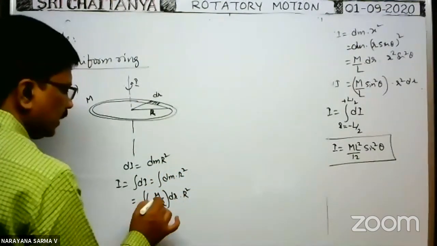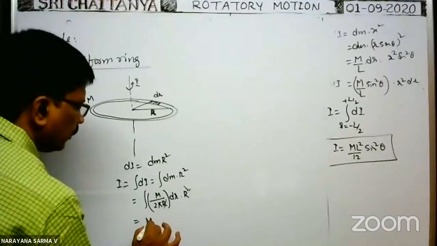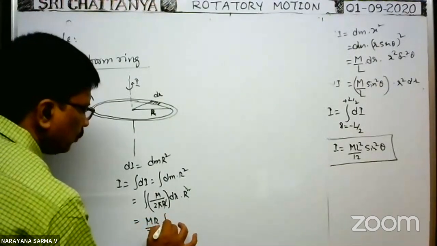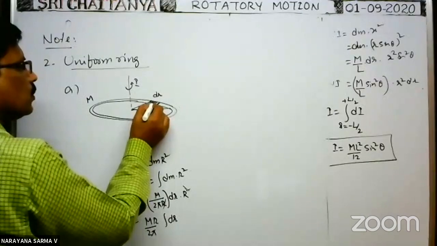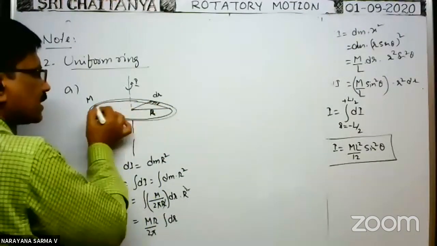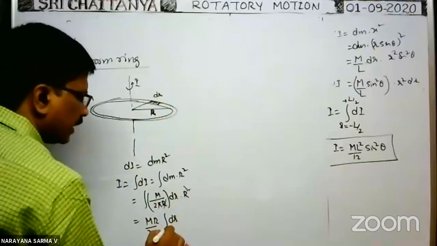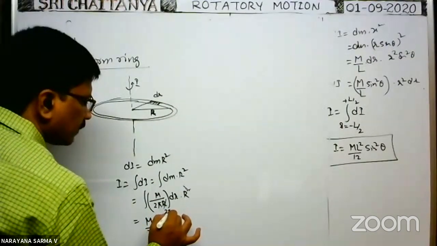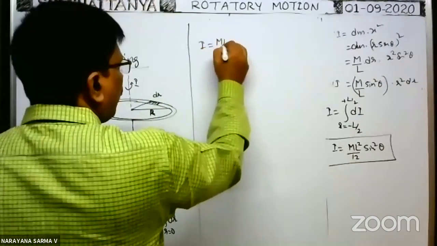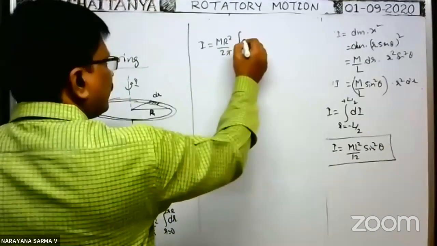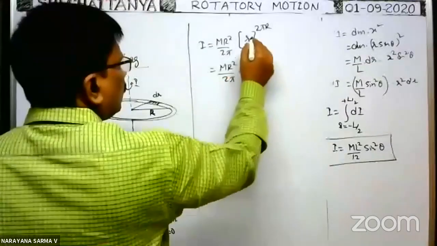In these terms, M, 2 pi, and capital R are constant. So we have M into M by 2 pi R into R squared, into the integral of dl. Here, this type of elements can be imagined from l equal to 0 to l equal to 2 pi R, because this length dl is along the circumference of the ring. Circumference is 2 pi R. Therefore I is equal to M R by 2 pi into the integral of dl, which is simply l, with limits 0 to 2 pi R.